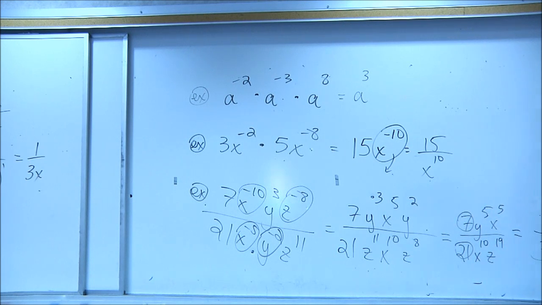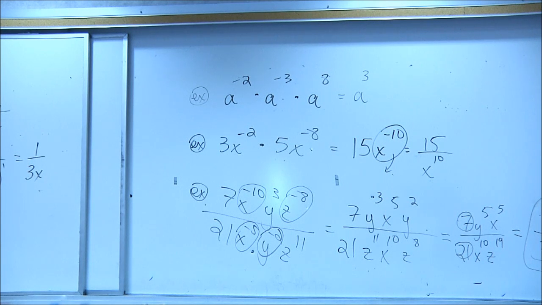Well, the y to the 5th, there's no other y's, there's no other z's, but I do have an x to the 5th in the top and an x to the 10th in the bottom. When I subtract those exponents, where do I have the answer? In the bottom, right? X to the 5th. And that's it. So a million things happened in that problem, okay?